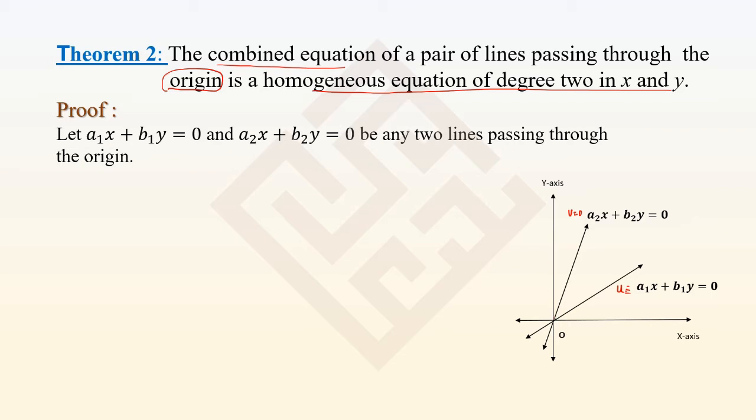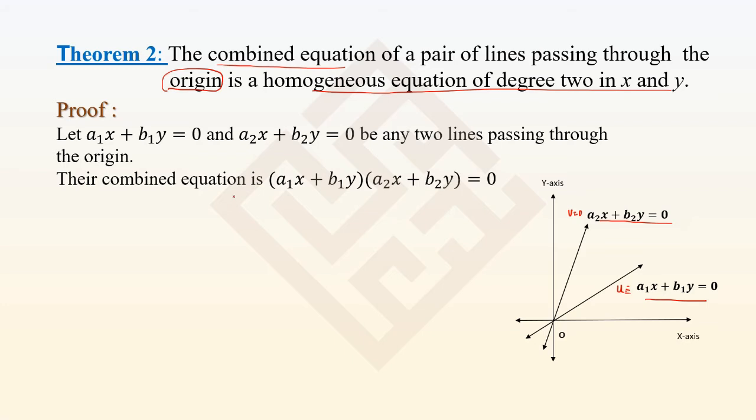Now this is passing through the origin because if you look at this particular equation, there is no constant term. The lines are going to pass through the origin. So these two lines are passing through the origin. Now we want to find out the combined equation. We just saw that if u is equal to 0 and v is equal to 0 are lines, then their combined equation is u into v is equal to 0.